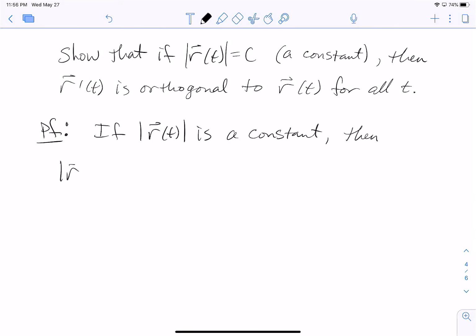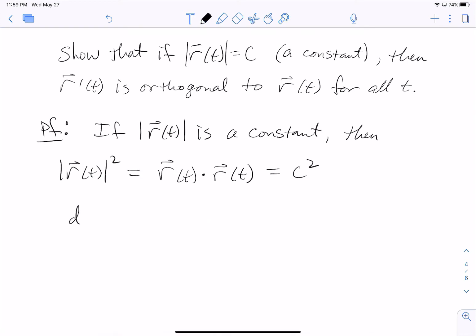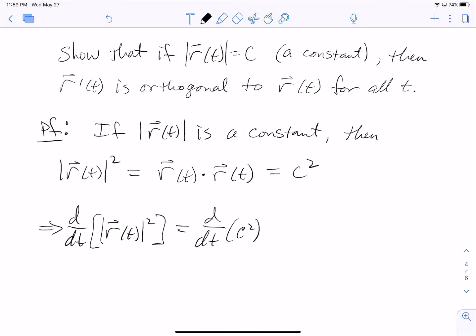then the magnitude of r of t squared, by properties of the dot product, would be r of t dot r of t. But if we already said that the magnitude of r of t is a constant c, then that dot product is c squared. That would imply that the derivative with respect to t of the magnitude of r of t squared would be the derivative with respect to t of c squared, which is 0.